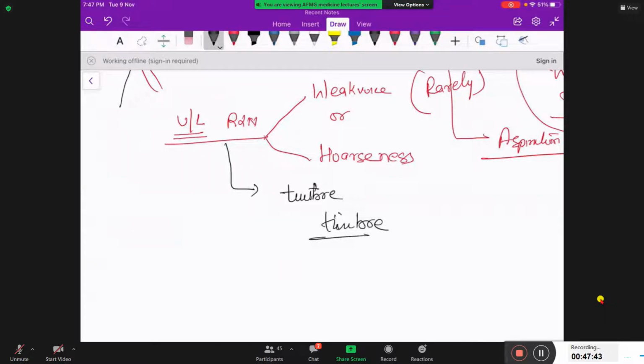Right? And if there is a bilateral injury to recurrent laryngeal nerve, important point, once the recurrent laryngeal nerve gets injured bilaterally, the patient will have severe respiratory distress because of stridor. Patient will develop stridor. And to prevent injury to recurrent laryngeal nerve, this is very important.